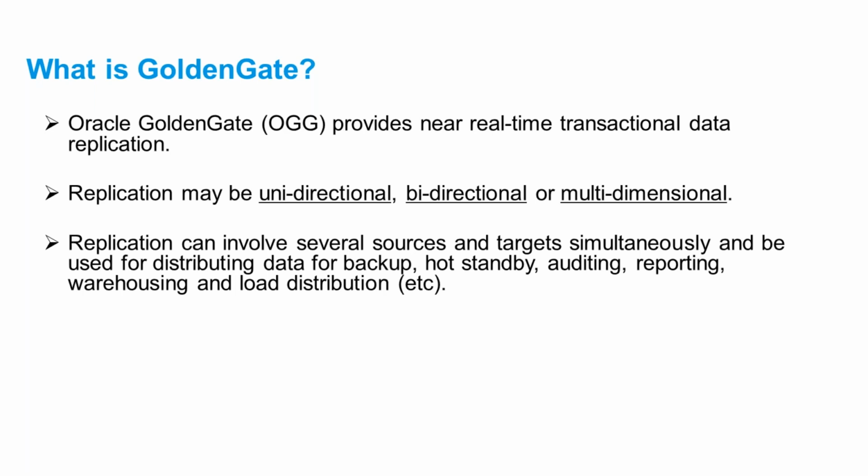Also, it supports multidimensional replication. Multidimensional means multiple sites may be involved in the replication and you want to perform Goldengate replication among them. So with Goldengate, replication can involve several sources and targets simultaneously. You can have multiple sources and multiple targets, or multiple sources and a single target, or a single source and multiple targets as well. Replication can involve several sources and targets simultaneously and can be used for distributing data for backup, hot standby, auditing, reporting, warehousing, and load distribution, etc.